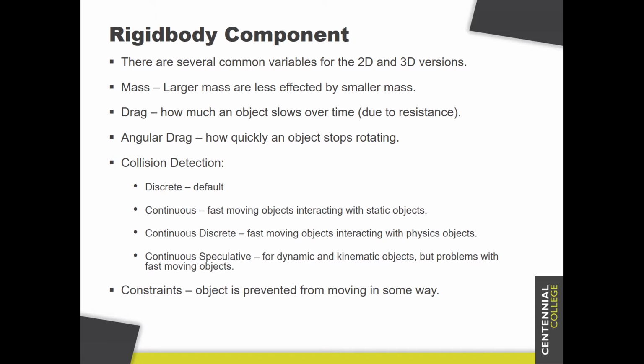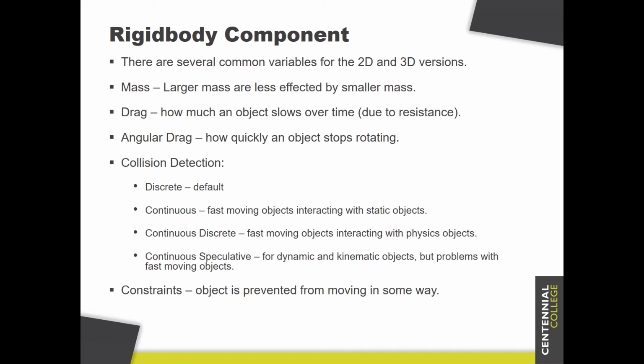Collision detection, there are a number of different options. There's discrete, continuous, continuous discrete, and continuous speculative, the four options. By default, it'll be discrete. This is when it comes to the idea of the collision of two objects. This is what it really means, the collision of objects.